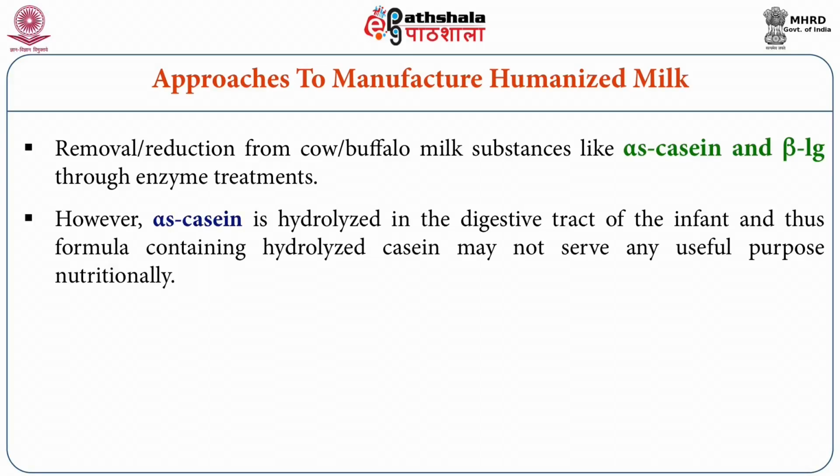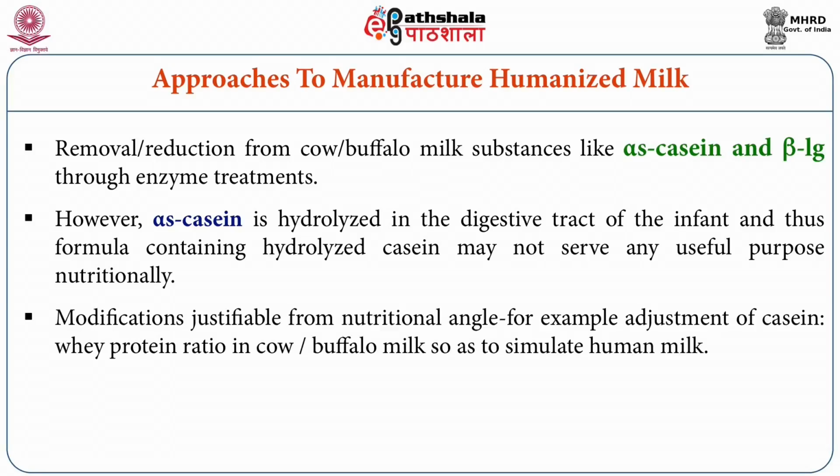However, alpha S casein is hydrolyzed in the digestive tract of the infant, and thus formula containing hydrolyzed casein may not serve any useful purpose nutritionally. The second approach is modification justifiable from a nutritional angle, for example, adjustment of the casein to whey protein ratio in cow or buffalo milk so as to simulate human milk.